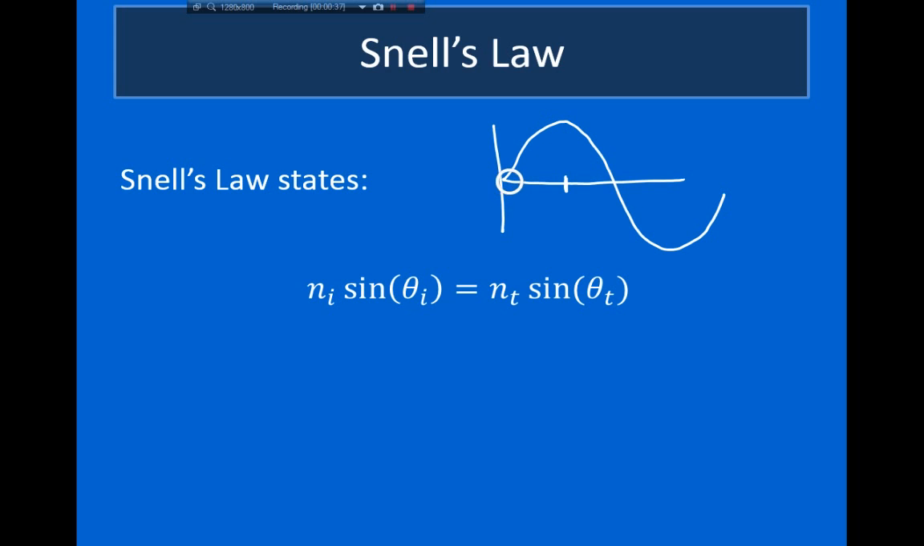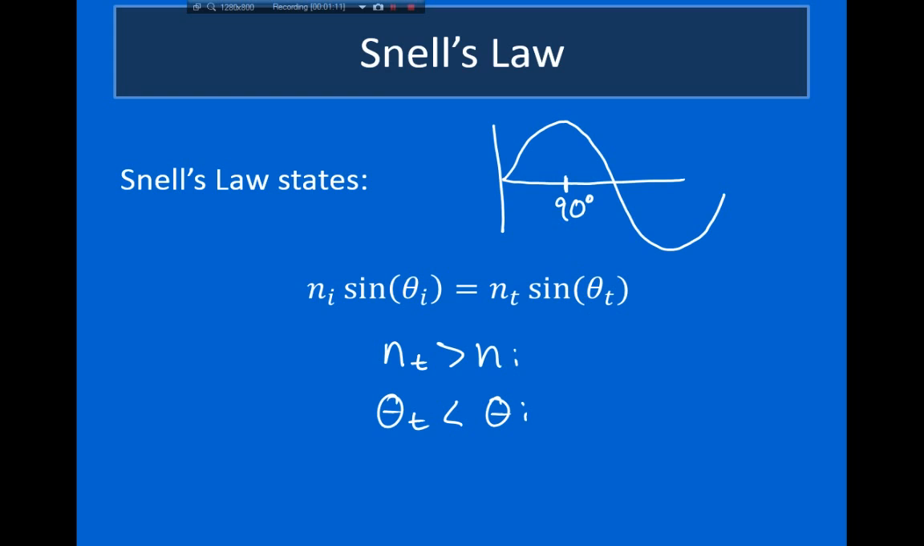So between 0 degrees and 90 degrees, sine is always increasing. So what that means is that the bigger your angle, the bigger the value of sine. And this is really important because this means that if I move into a material with a higher index of refraction, so for example, if Nt is greater than Ni, then that means that theta t has to be less than theta i. That way the product of these two things could still be equal to this. So if n is greater, then the angle has to be smaller.